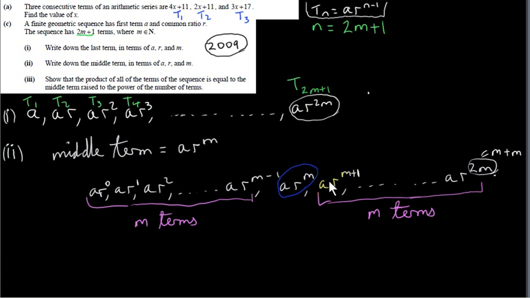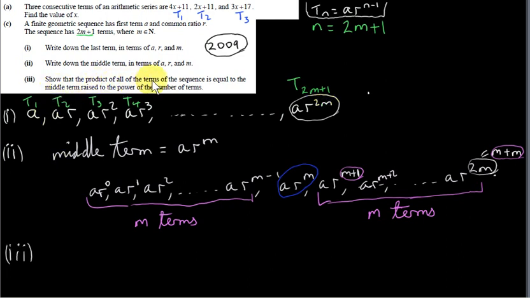So you see we're going from the term with the power m plus 1 up to the final term, which is a power m plus m. So we've ar to the power m plus 1. The next term will be ar to the power of m plus 2, and then ar to the power of m plus 3, and so on. So we're going from 1, 2, 3 all the way up to m. So that's m terms. So we have the same number of terms below ar to the power of m as we have above ar to the power of m. Of course, all this only works because we have an odd number of terms, because 2m plus 1 is an odd number.